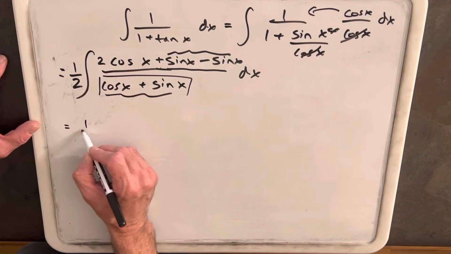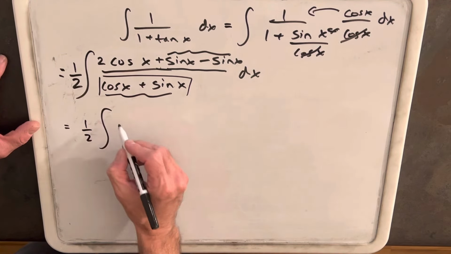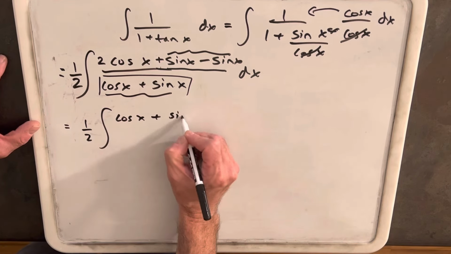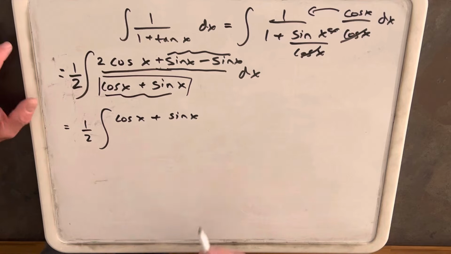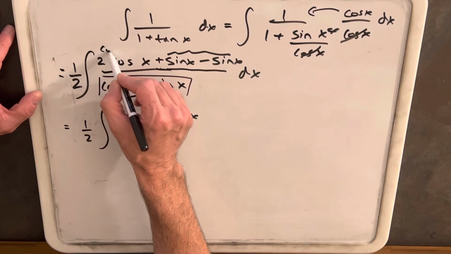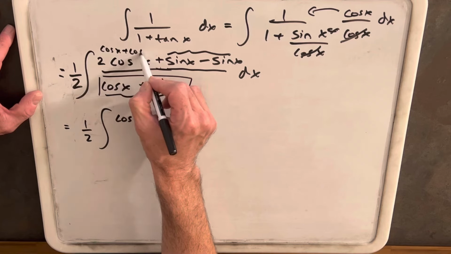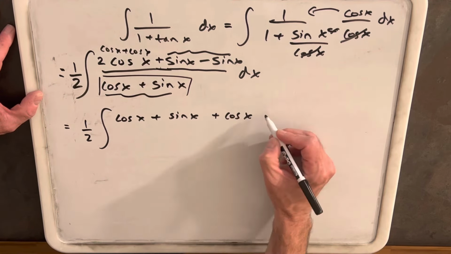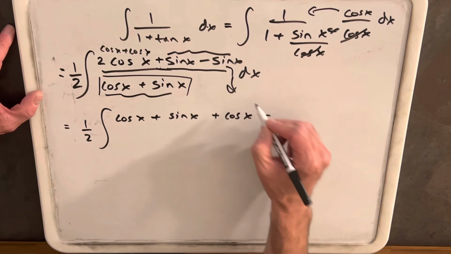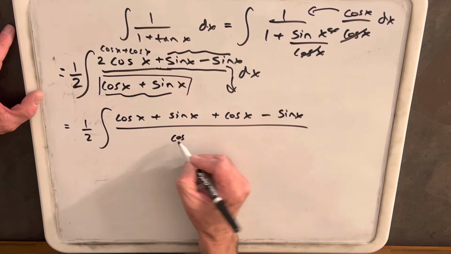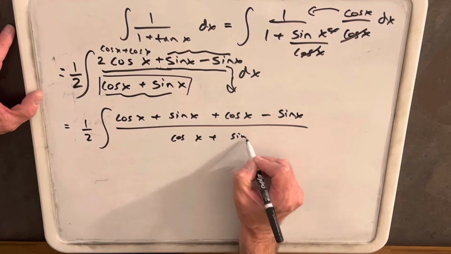So let's rewrite this as a half of cos x plus sine x. We're splitting this cos x here into cos x plus cos x. And then we'll write another one, and then we'll have our minus sine x here, all over cosine x plus sine x.